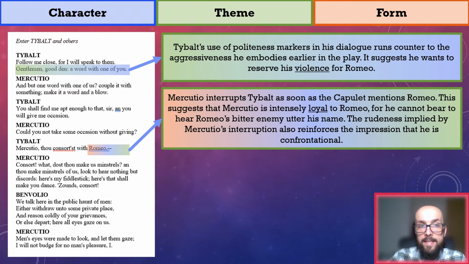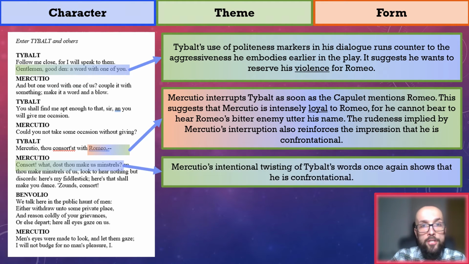This latter idea is reinforced by how Mercutio twists Tybalt's words. To consort with someone can just mean to hang out or be associated with them, with this often being implied to be a negative thing. But a consort is also a group of travelling musicians or minstrels. Mercutio intentionally misunderstands Tybalt in order to goad him and allow the tension between the two characters to escalate.